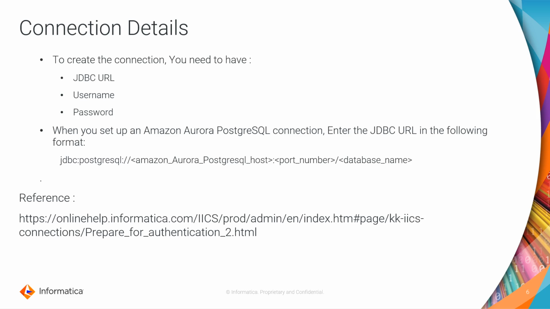To create a connection, you need some details of the schema. You need to have the JDBC URL, the username of the schema, and the password for the same. When you set up an Amazon PostgreSQL connection, you can use the JDBC URL in the format jdbc:postgresql://, followed by the Amazon PostgreSQL host, colon, port number, and a slash followed by the database name.